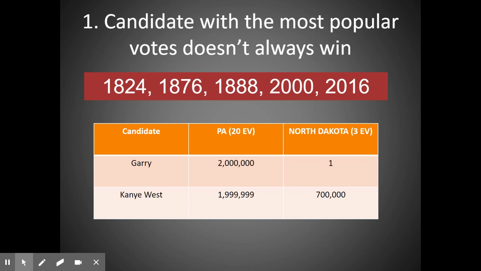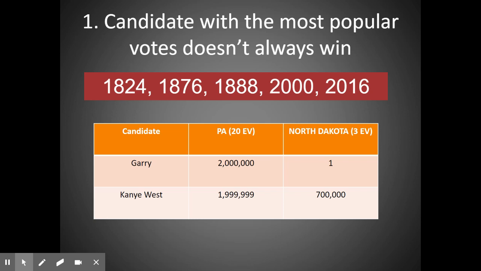Let's say in a hypothetical presidential election, I'm running against Kanye West. As ridiculous as that presidential election may be, let's assume that's who's running. Let's just focus on two states: Pennsylvania, which has 20 electoral votes, and North Dakota, which has 3. Say in Pennsylvania it's ridiculously close. I get one more popular vote from the citizens of Pennsylvania than Kanye does. Because we have a winner-take-all system, I get all 20 electoral votes assigned to Pennsylvania.